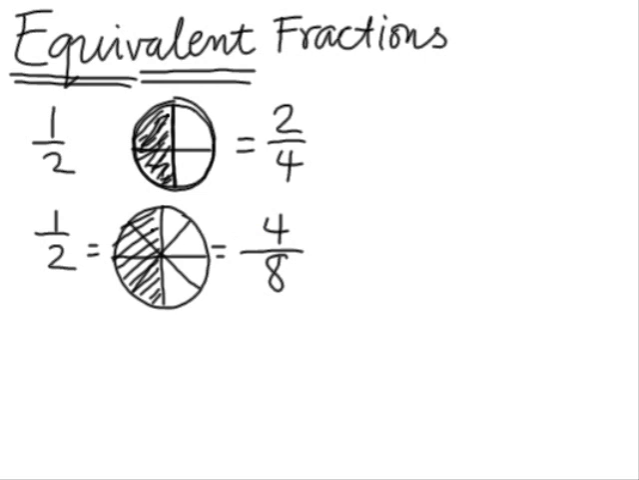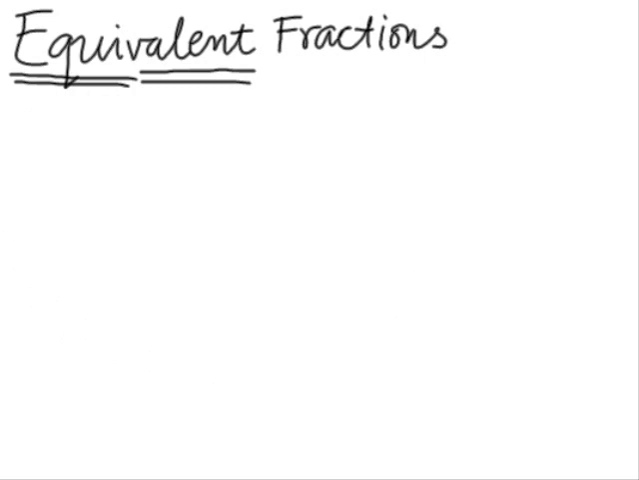Now we can show this, or we can do equivalency just using math. We don't have to draw pies to do this. And the way that we would do this, let's say we have the fraction 1/2, and we would like to convert that into eighths. Well, in order to change the 2 into an 8, we would have to multiply by 4. If we multiply the denominator by 4, mathematically, we also need to multiply the 1 by 4. 1 times 4 is 4.